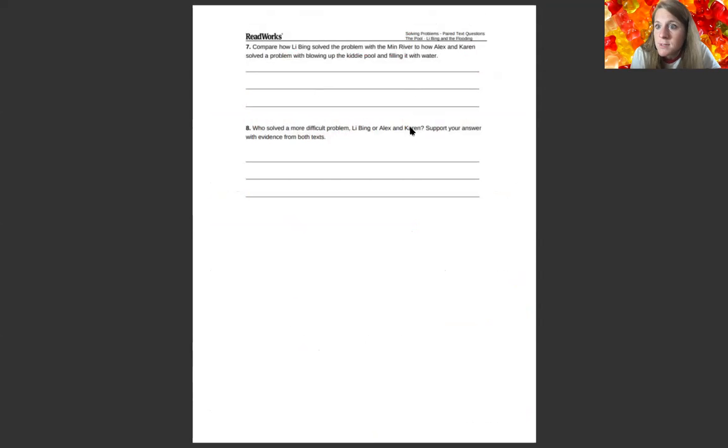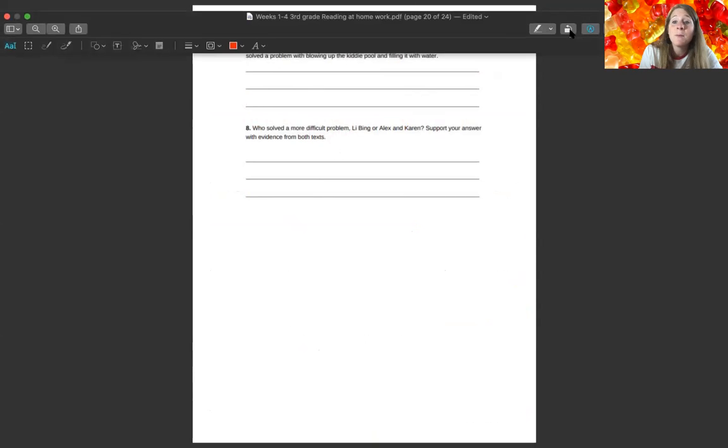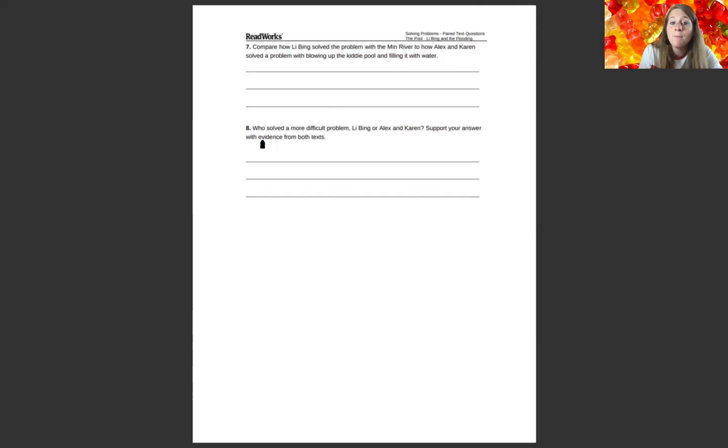Okay, so we answered number 7 already. Number 8, who solved a more difficult problem? Li Bing or Alex and Karen? Support your answer with evidence from both texts. All right, here's the thing, guys. Remember, when it says support your answer with evidence from both texts, that means we need to actually quote something from both texts, okay?